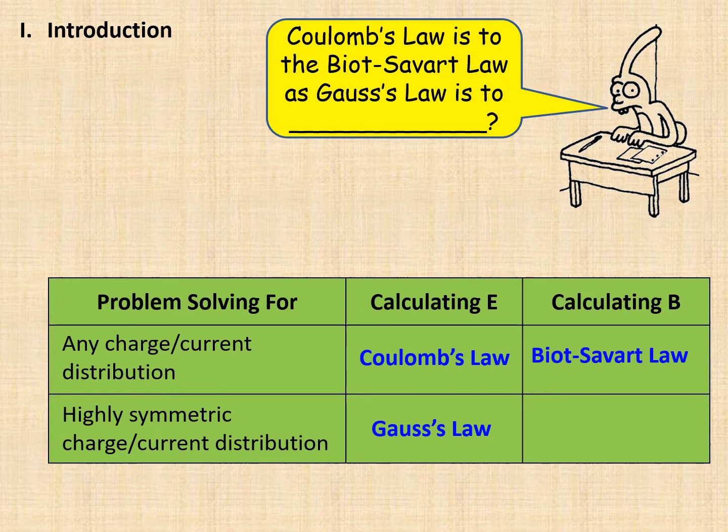Isn't there a Gauss's law equivalent for the Biot-Savart law that could allow us to calculate magnetic fields with ease and elegance? And the answer is yes. Just as we could apply Gauss's law for cases where charge distributions contain sufficient symmetry, we can apply Ampere's law for cases where current distributions contain sufficient symmetry.